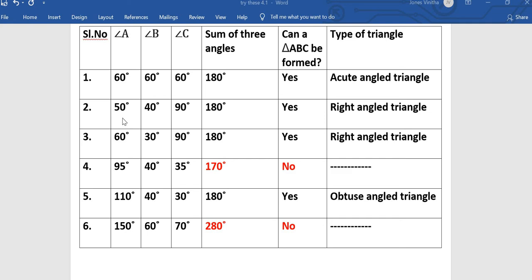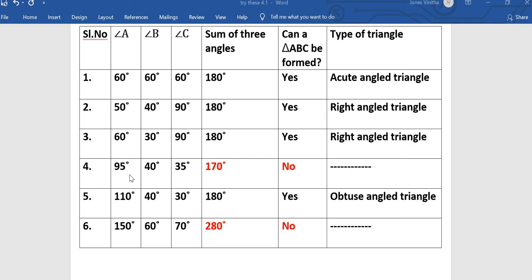Coming to the second one, just find out the answer and write it. 50 degree, 40 degree, 90 degree. Three angles add பண்ணினா, you will get 180 degree. Here one of the angles is 90 degree, that means right angle. So we can write the type as right angled triangle. Next one is 60 degree, 30 degree, 90 degree. Here also you add the three angles to get 180 degree and we can form a triangle. So we can write yes. Here also we have 90 degree, so it is also called right angled triangle.